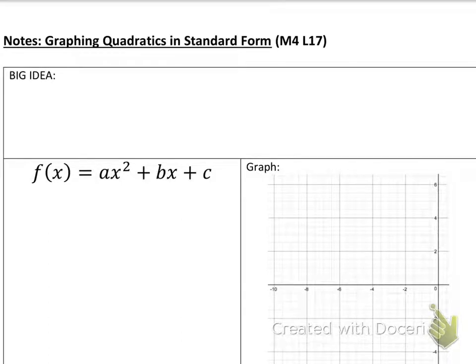These notes are on graphing quadratics in standard form. The big idea here is that if we're given a quadratic equation in standard form, then we have a certain path to graphing by identifying the key characteristics. So let me just write that down.